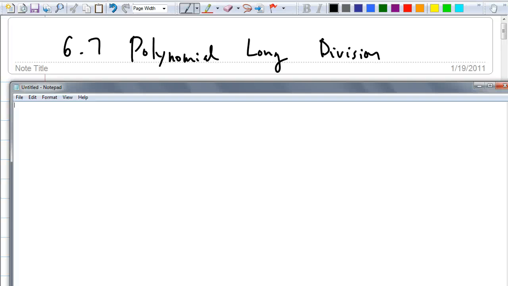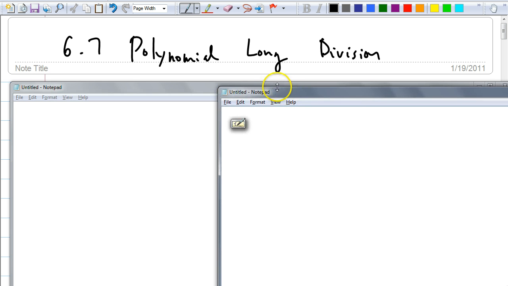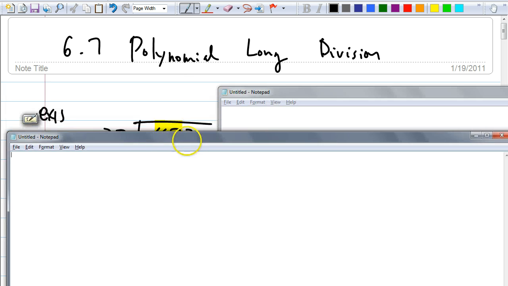Okay, today we're going to talk about polynomial long division. Before we do polynomial long division, how many people remember how to do long division for regular numbers? Good. Let's do a problem together because you will find that they are very similar. It is very similar to doing a long division for regular numbers like this.